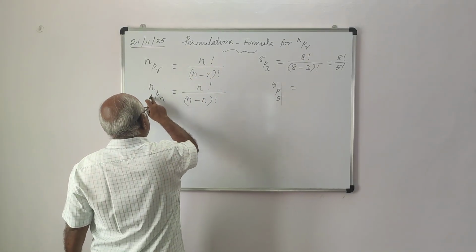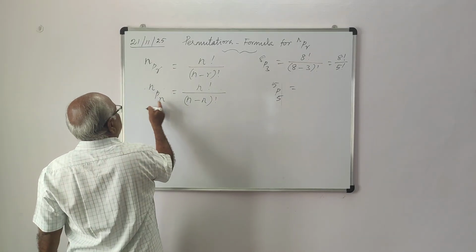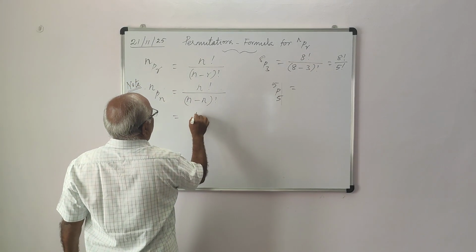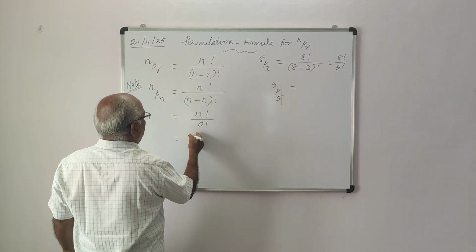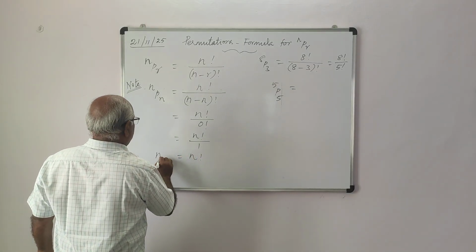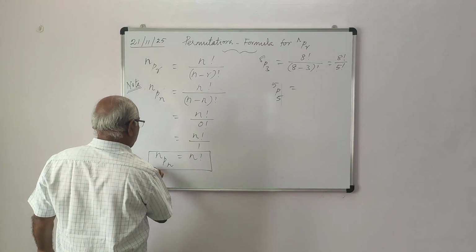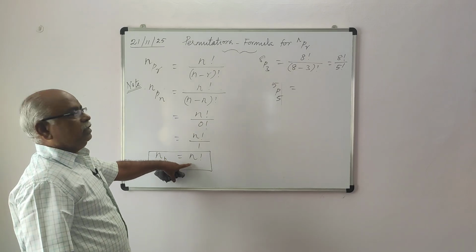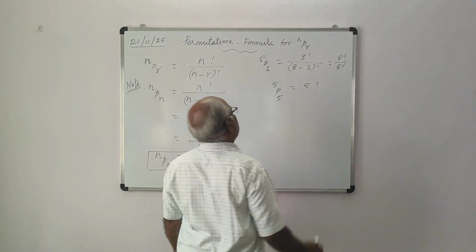Using the formula nPr is n factorial by n minus r factorial, nPn is n factorial by n minus n factorial. N minus n is 0. 0 factorial, you know, is 1. So n factorial divided by 1 is n factorial. So nPn equal to n factorial. Since n and r are equal, it is n factorial.